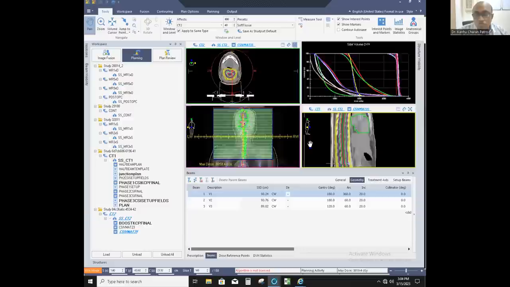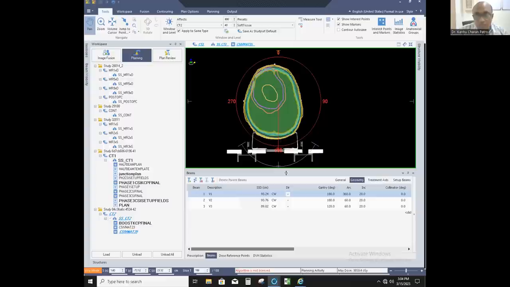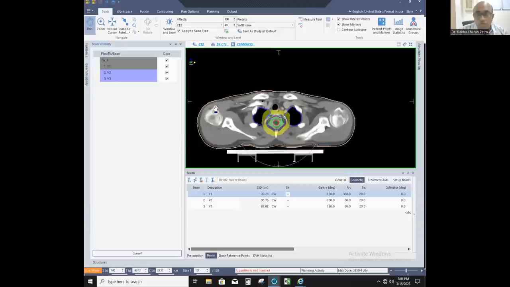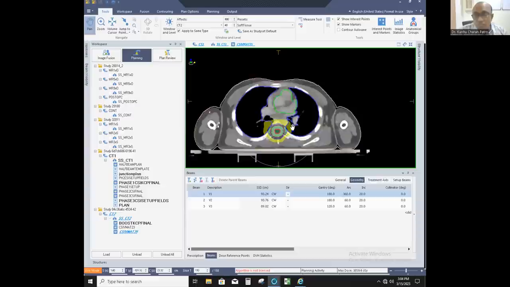You can see this rounded field is for the cranium, and then the spinal field. The spinal field is a simple small arc behind the spine, covering the spinal canal and spinal cord. You should not go for a total arc. If this is the spinal field, you can see the small arc behind; there is no need to go for the full arc.